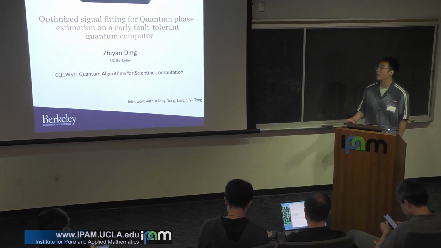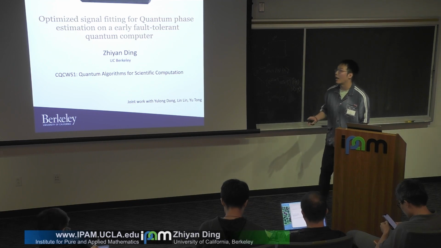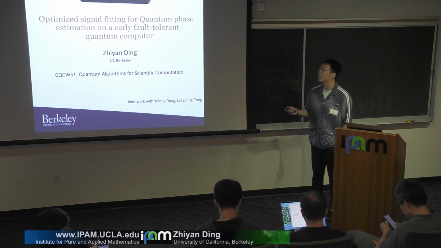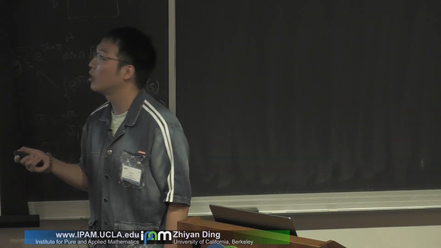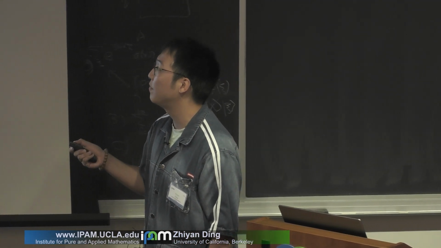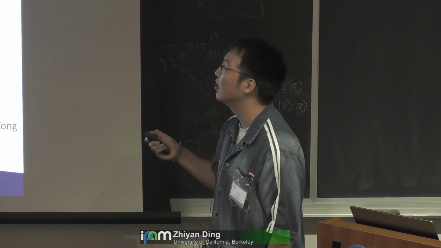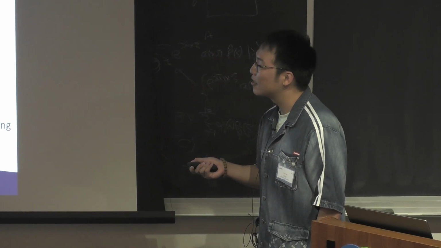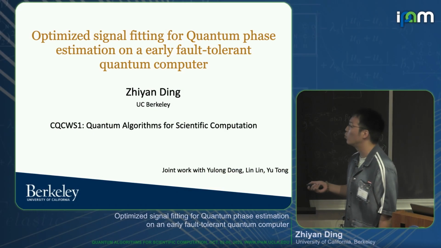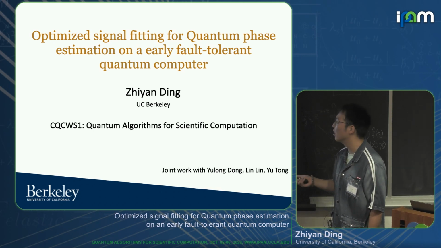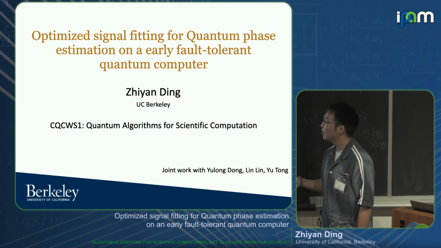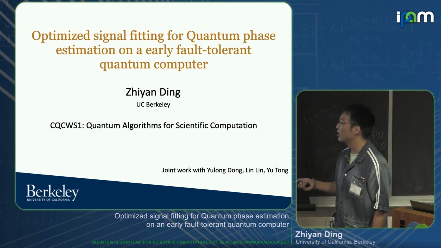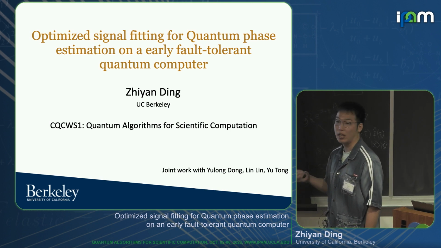Hi everyone, my name is Zhiyan Ding. I'm a postdoc in UC Berkeley. Today I'm going to talk about optimized signal fitting for quantum phase estimation on an early fault-tolerant quantum computer. Pretty long title. This is a joint work with my colleague Yurong Dong, who is a graduate student in UC Berkeley, and my postdoc mentor, Professor Lin, and also Yutong from Caltech.